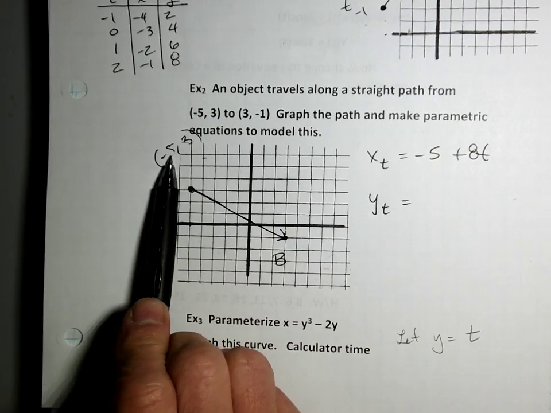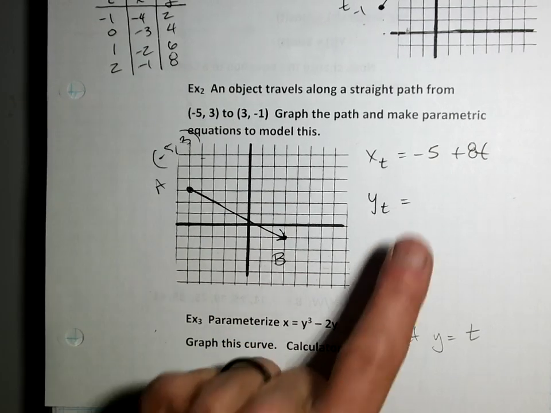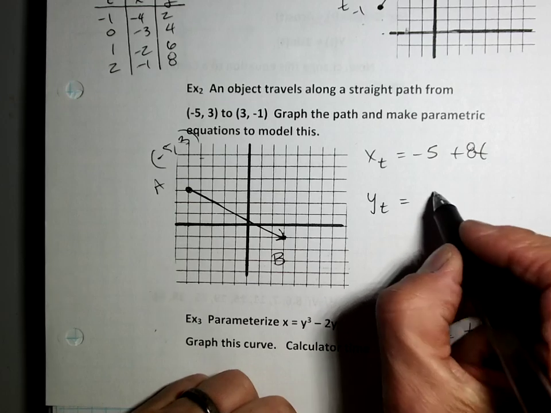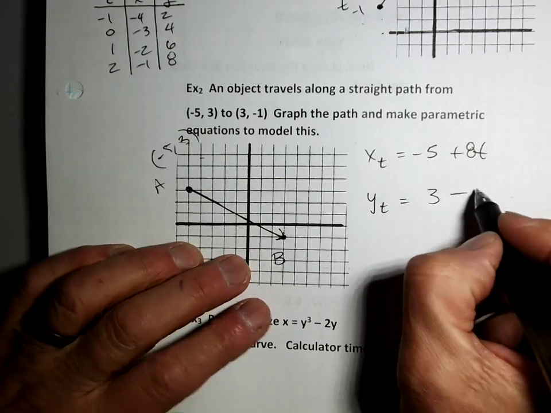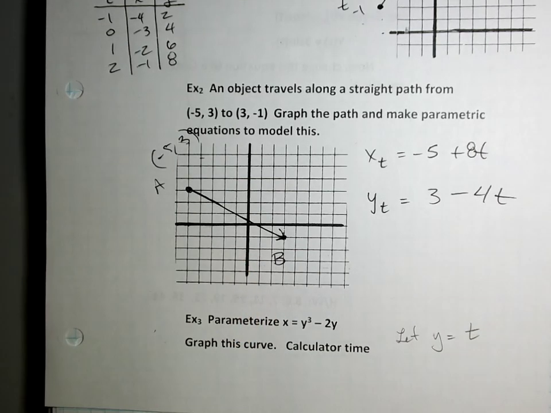Now, what about the y? We're going to do the same thing with y. Where does it start with y? 3. And then it moved down. How much did it move down? It moved down 1, 2, 3, 4. Down 4. So the y value went down 4t. Okay, now if we wanted to graph this, we can do the same thing.